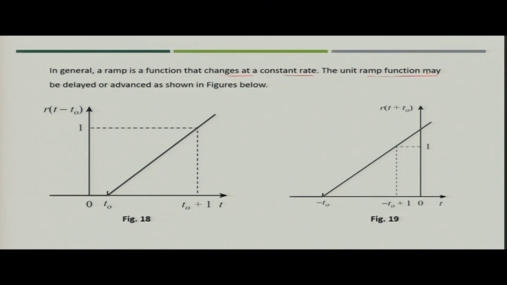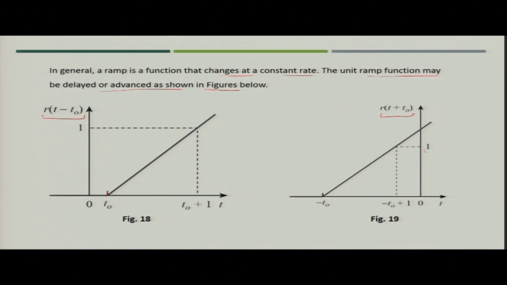The unit ramp function may be delayed or advanced, as we saw in the case of the unit step and unit impulse also. When you delay by some time t naught, you get the ramp function r of t minus t naught, as shown in the figure. When you advance, your ramp will start from minus t naught and the ramp function will be r of t plus t naught. The important thing to see here is that at t equal to minus 1, with t naught equal to minus 1, you will get the value of the unit ramp.